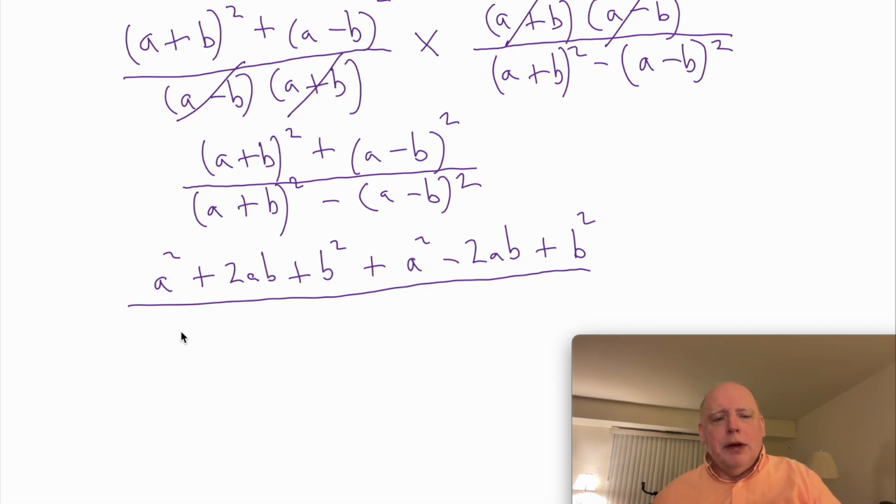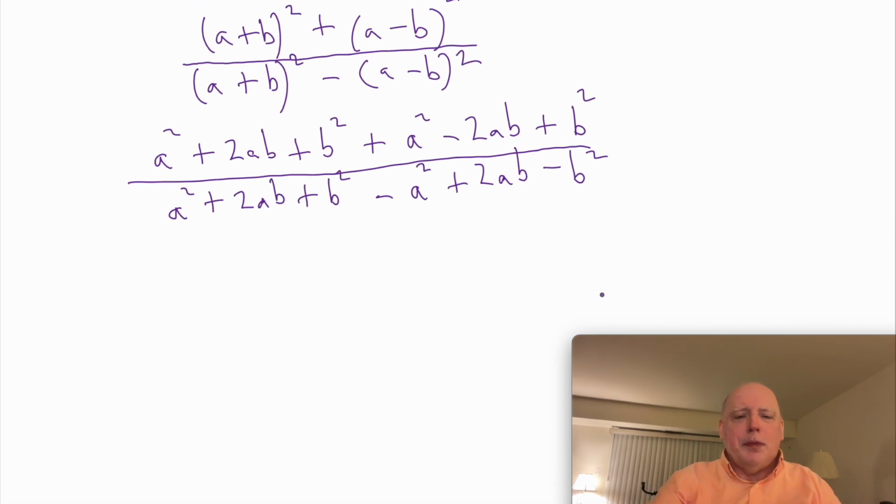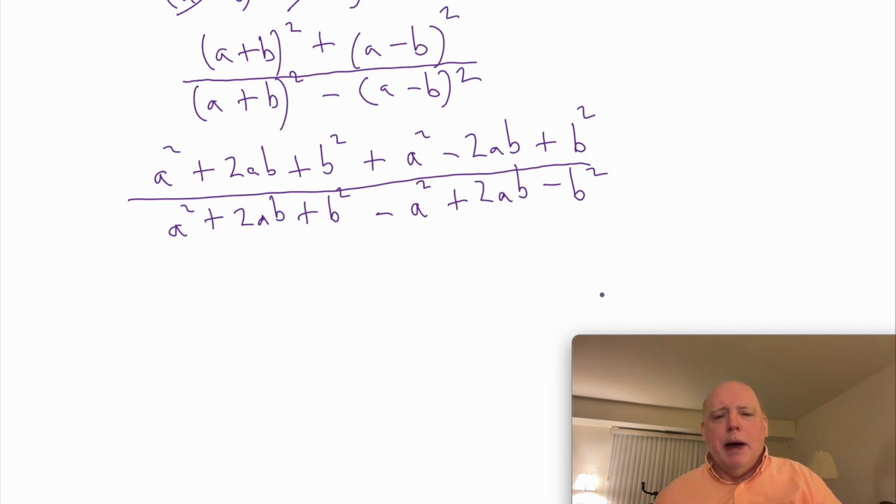Now in the denominator, a squared plus 2ab plus b squared minus, so we get what we had here, except everything gets flipped. So everything gets negated. Minus a squared plus 2ab minus b squared. Now we combine like terms.